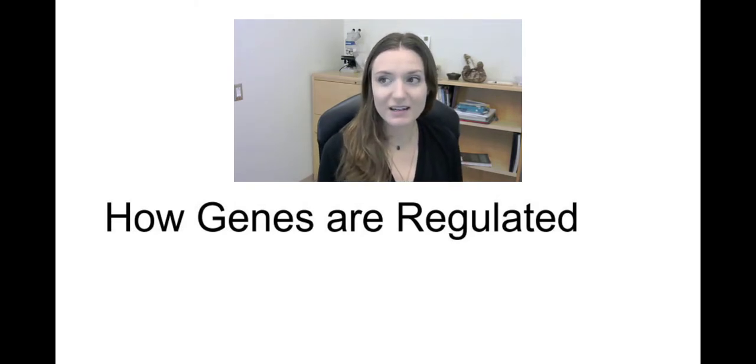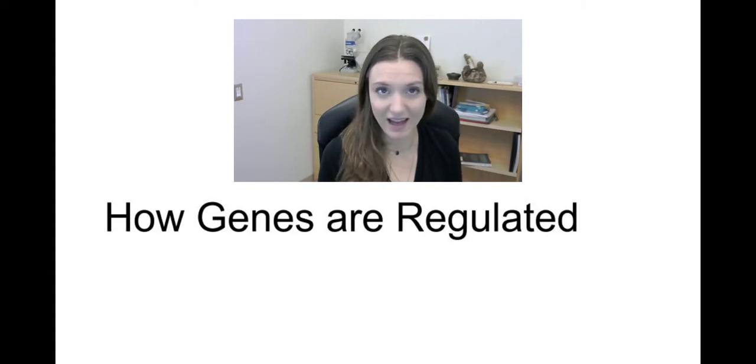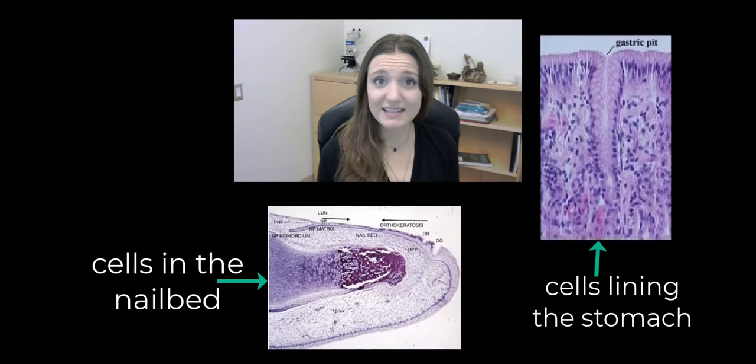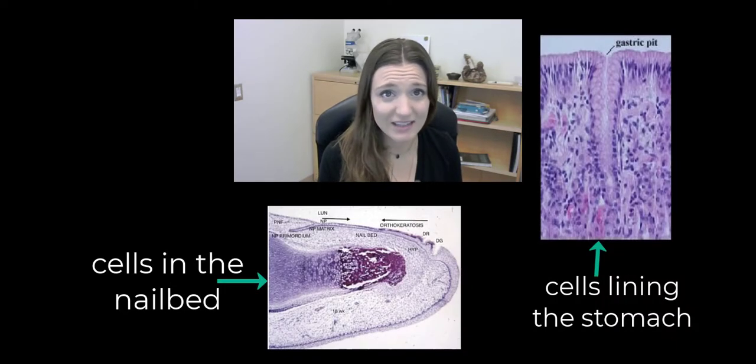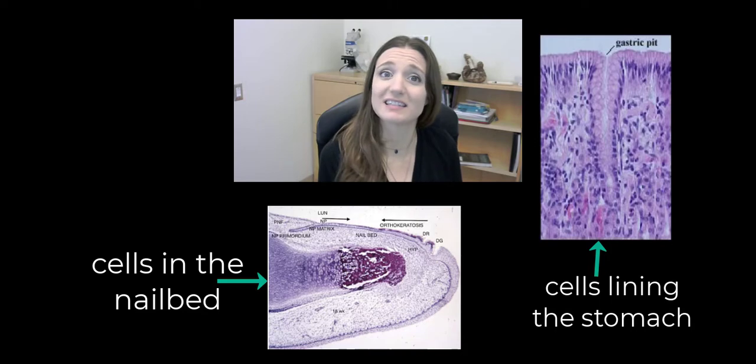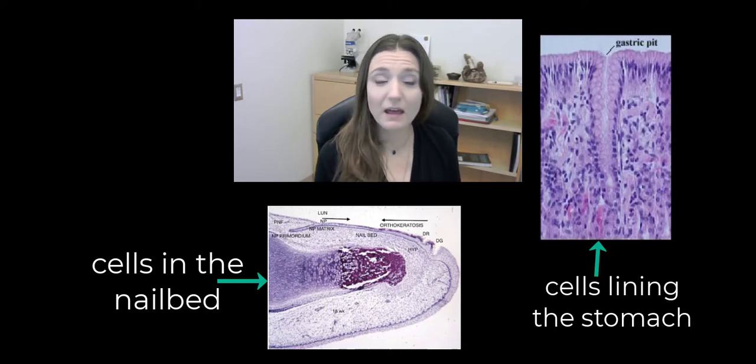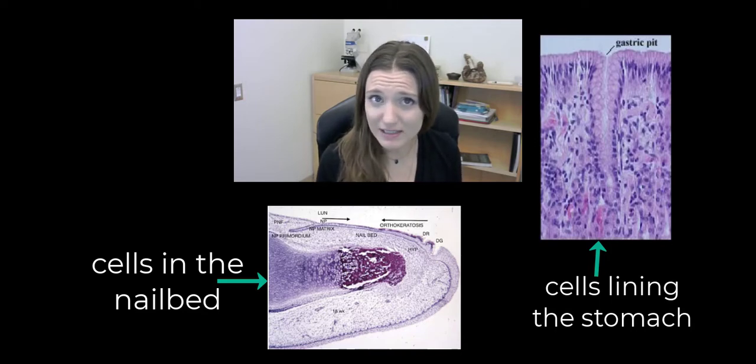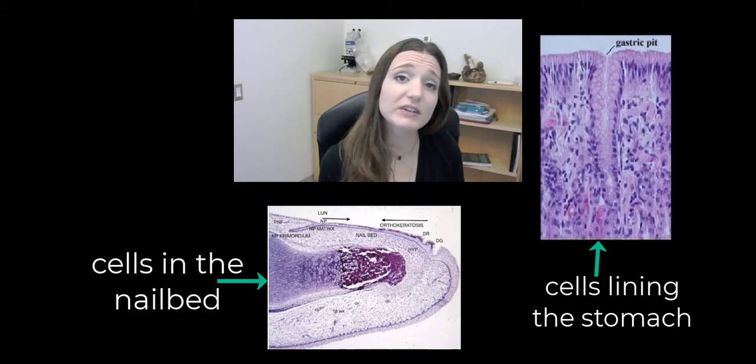But even though all of our cells have the exact same set of DNA, these cells in your fingernails have the exact same sequence of DNA as these cells in your stomach. But they're very different cells, right? And they're doing very different things. So how do we get those differences in cells, in their structure and their function, if they have the same set of instructions? Through gene regulation.